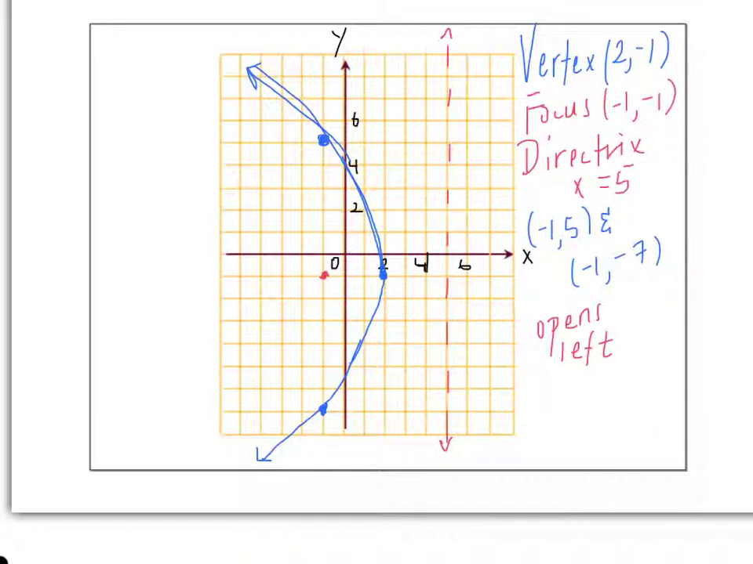I'll also put the axis of symmetry on here, which is a horizontal line that's going to pass through both the focus and the directrix. So the axis of symmetry is the line y equals -1. And so there you have your parabola.